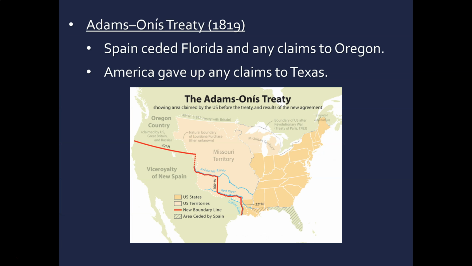This all culminates in what's known as the Adams-Onis Treaty of 1819. In this treaty, Spain will give up Florida to the United States. They will also give up any of their claims to the Oregon country. So now it's just going to be an American and British adventure, I guess, out there. For our part, we will give up any claims to Texas. So basically we'll recognize this as Spanish territory, and we won't try to take it in the future. We'll see how long that lasts.